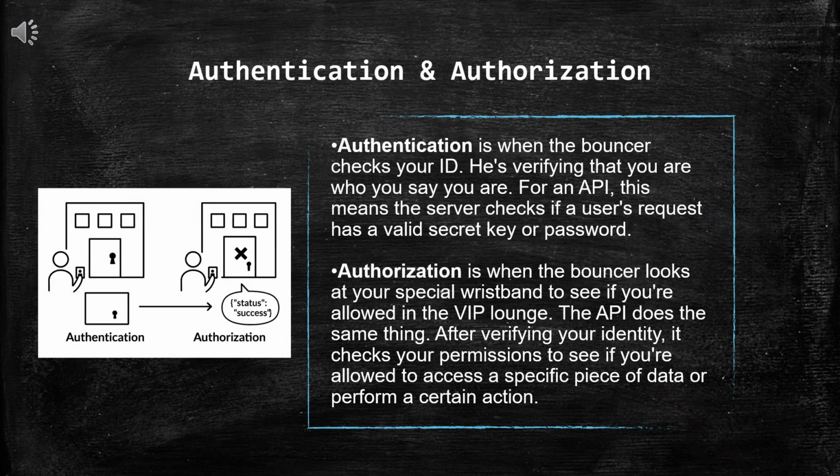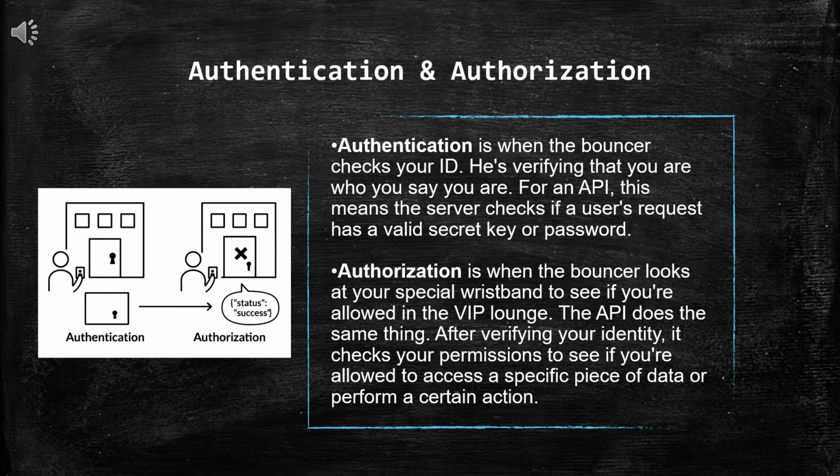This is your first and most fundamental layer of API security. We can think of it like a bouncer at a private club. Authentication is when the bouncer checks your ID and confirms you are who you say you are. For an API, this means the server checks for a valid secret key or password in a user's request.